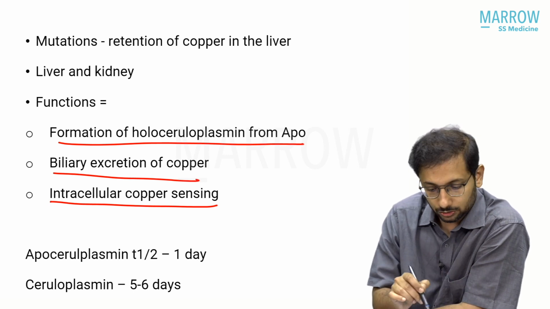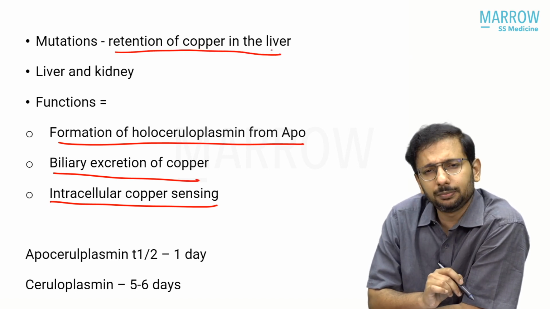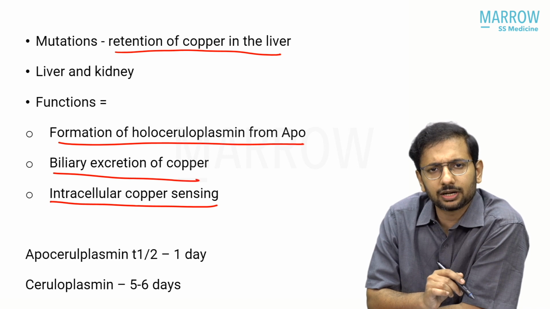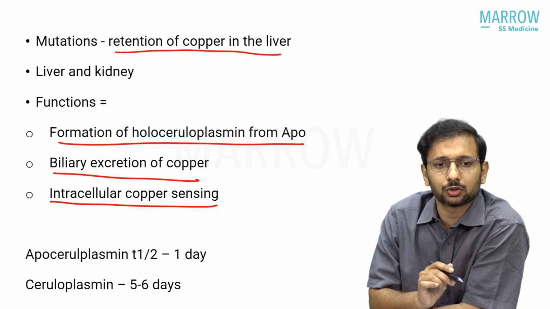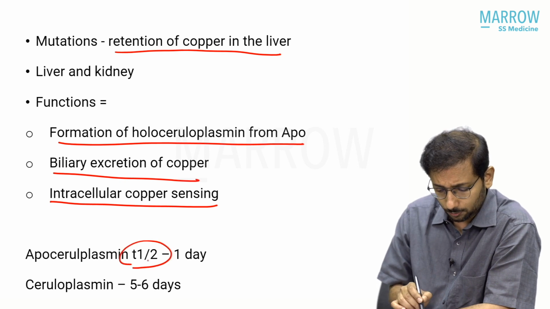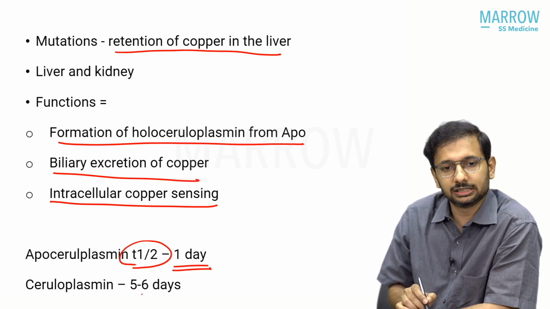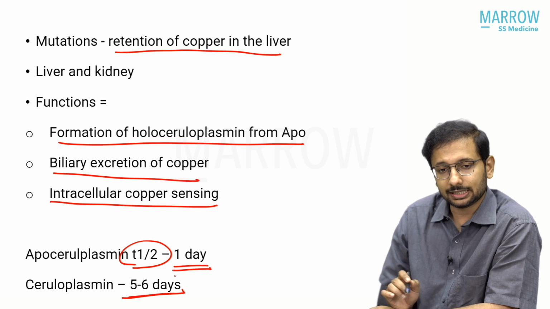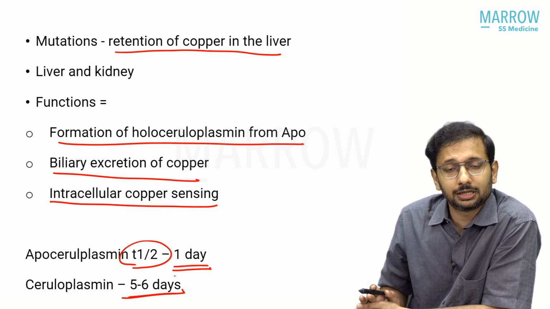The mutation causes retention of copper in the liver, and the major organs which are involved are liver and kidney, because P-type ATPase is most common in liver and the kidney. Like I mentioned before, the T half of apoceruloplasmin is just 1 day, whereas the T half of ceruloplasmin is 5 to 6 days. That is when ceruloplasmin becomes deficient.